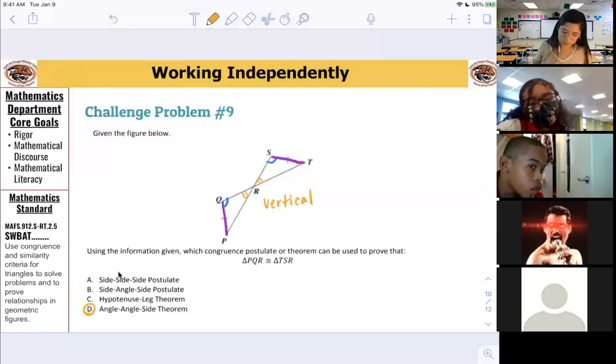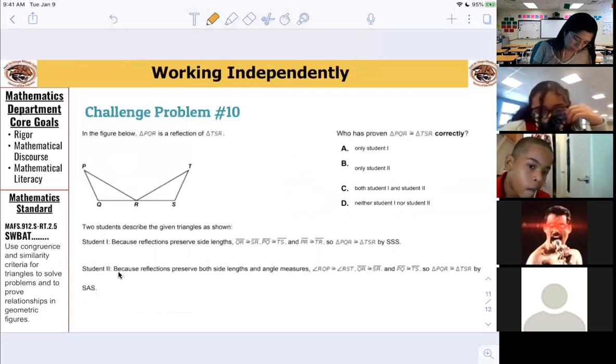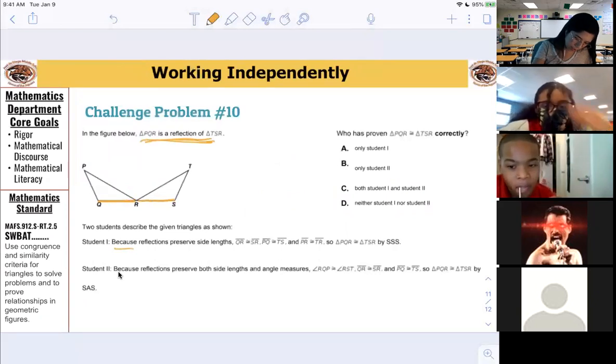Last one. Okay, so 2 students are given the triangles. We know it's a reflection. Student 1 says because reflections preserve side lengths, QR is congruent to SR, PQ is congruent to TS, PR is congruent to TR. So PQR and TSR are congruent by SSS. Is student 1 correct?